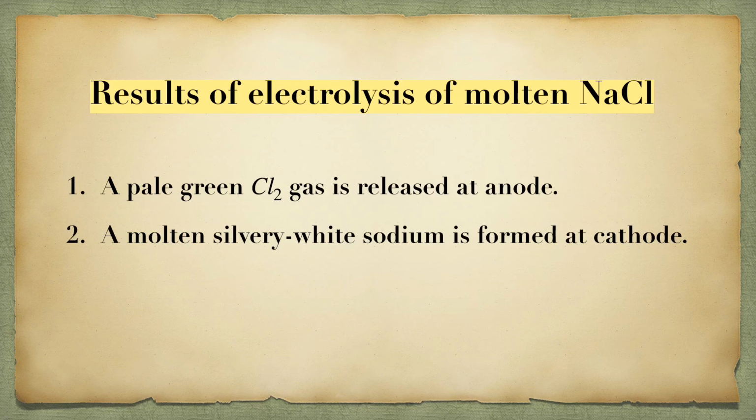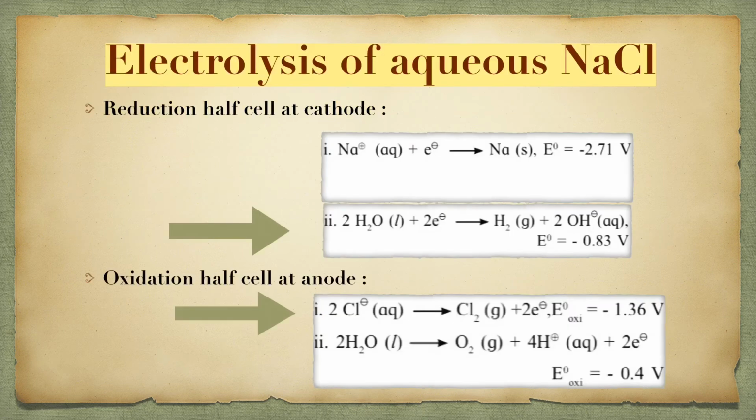So hopefully you understood this thing. Now we will see the electrolysis of aqueous NaCl. Okay, aqueous NaCl, where water will also be there along with NaCl. Similar to the electrolysis of molten NaCl, the arrangement will be the same, only the electrolyte used over here will be an aqueous solution of NaCl.